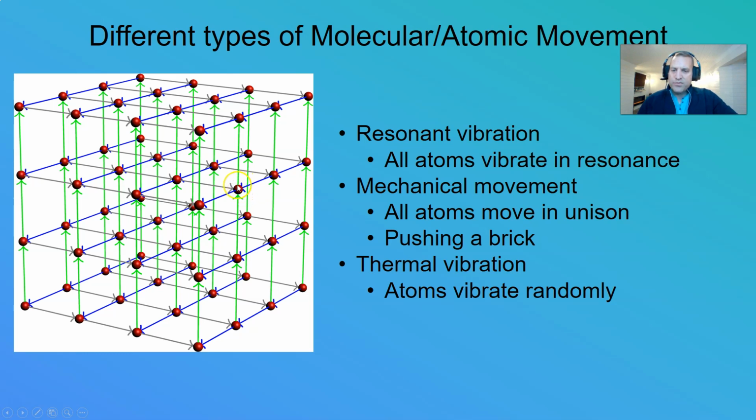And the amplitude of vibration here would be smaller than the interatomic bond distance, unlike that wine glass example. So the amplitude of these atoms' vibration is probably something like this. It's much smaller than the distance between the atoms here. So that's thermal vibration. All atoms vibrate randomly.